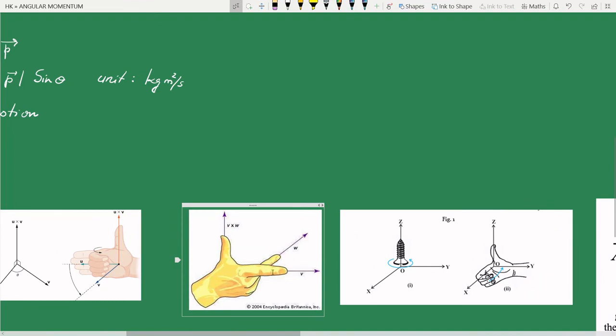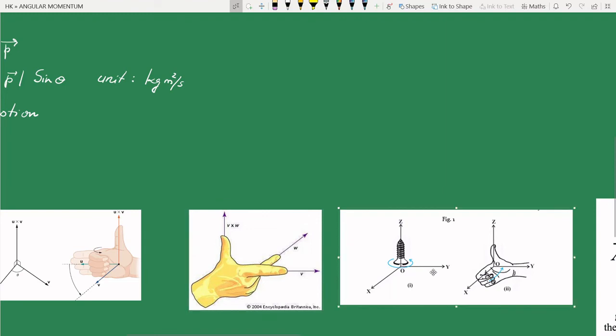This idea is expressed again in this figure. Extend your index finger to the first vector v, then turn all four fingers to the second vector w. Thumb gives the direction of v cross w.